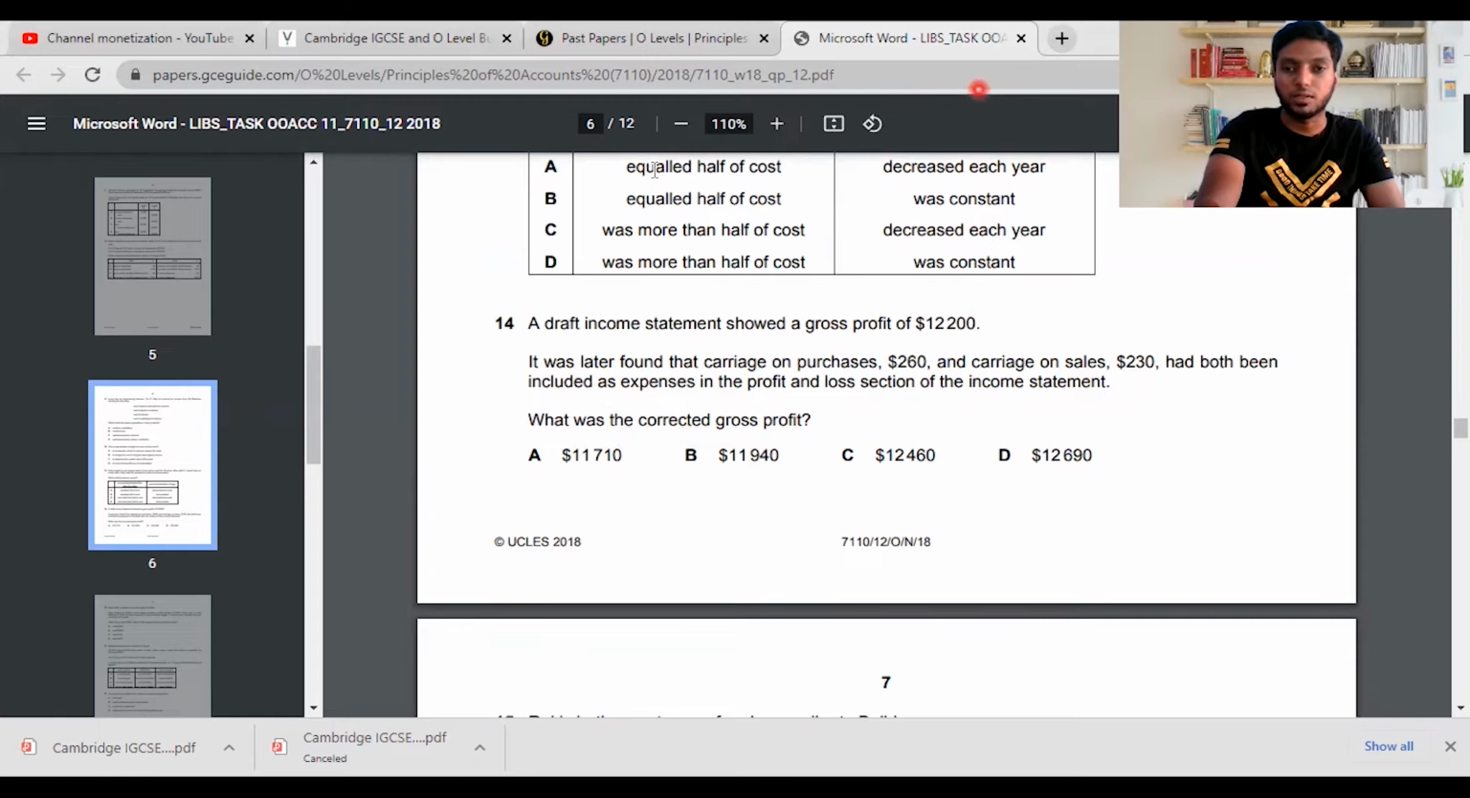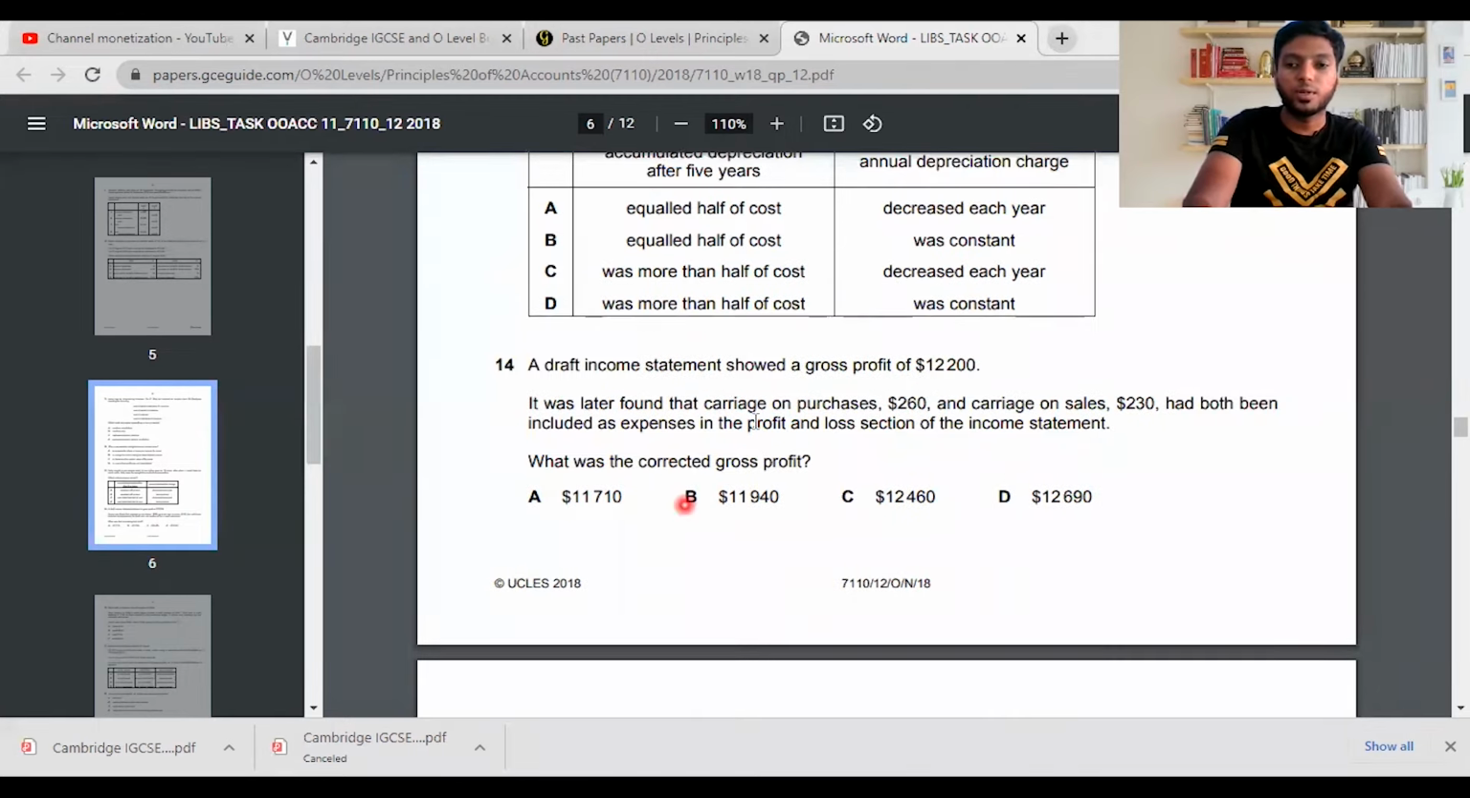A very tricky one. Let's use our knowledge and think a bit. Here you can understand it's a very straightforward one. They're asking what happens to the gross profit. Here what you need to understand is don't take both of them, because carriage on sales is not related to gross profit. So we will be excluding this 230, because we never learned something called carriage on sale. Carriage on purchase is there, we have learned.